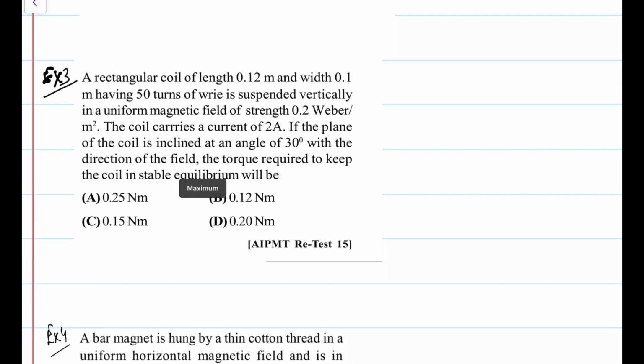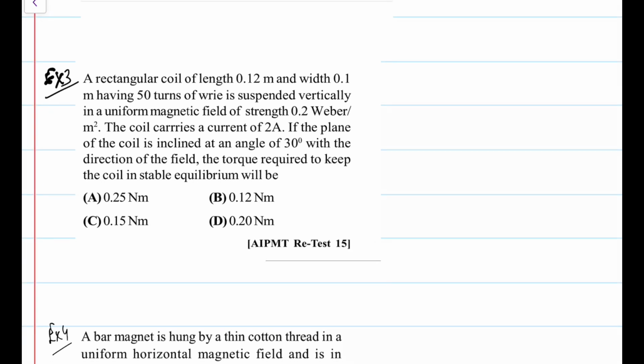Now when it is placed in an external field, what we have is a coil with length and width given, which means you can calculate the area, and you can come out with 0.012 meter square.